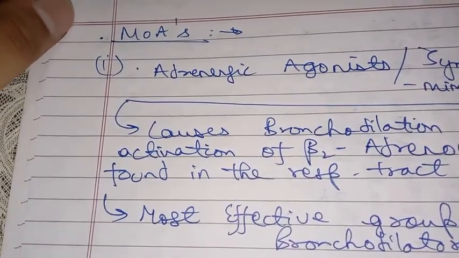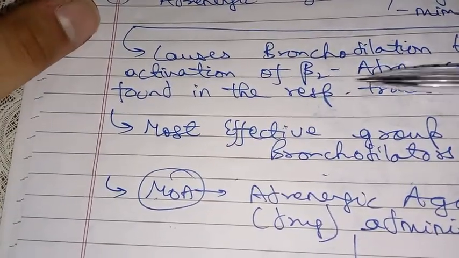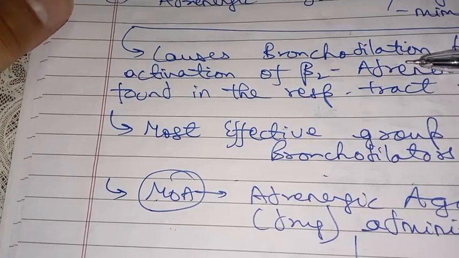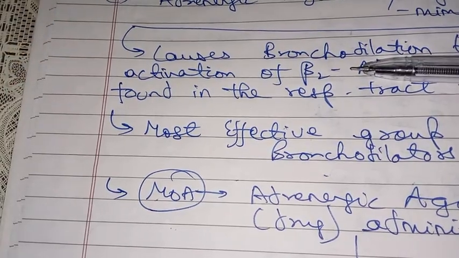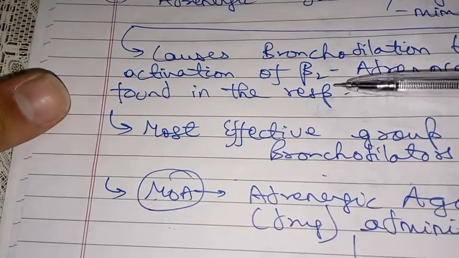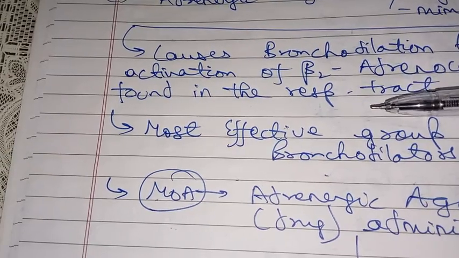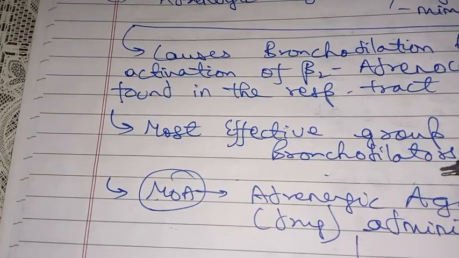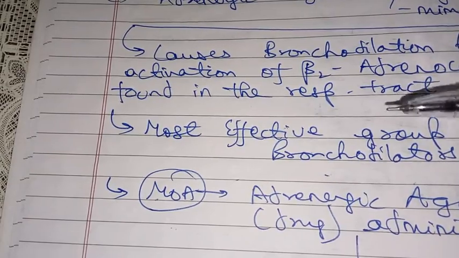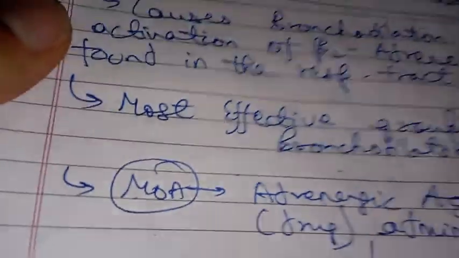Firstly, adrenergic agonists or sympathomimetics. These cause bronchodilation by the activation of beta 2 adrenoceptors found in the respiratory tract. As you already know, beta 2 receptors are responsible for relaxation of bronchial smooth muscles. Since these act as functional agonists of the beta 2 receptor, they are the most effective group of bronchodilators.